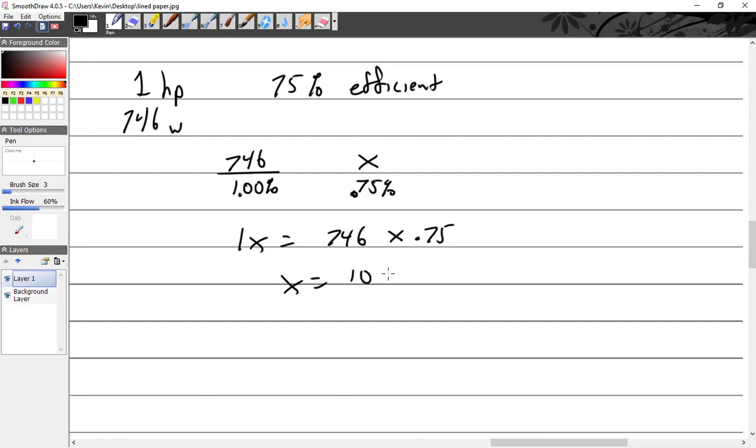194? 199? Well, I can't understand what you guys are saying. 994. Thank you. 994 watts. Now, 994 watts. What? 559.5. Oh, man, I do myself now. 746. 559.5. What the heck did I do wrong here? You put the 100 underneath the 746.